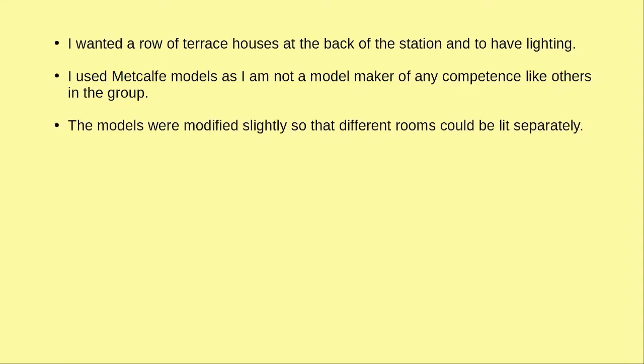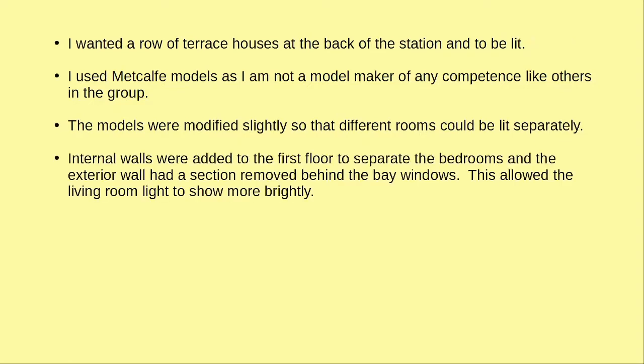The models were modified slightly so that different rooms could be lit separately. These modifications included internal walls added to the first floor so that bedrooms were separated, and the exterior wall had a section removed behind the bay windows. This allowed the living room light to show more brightly.